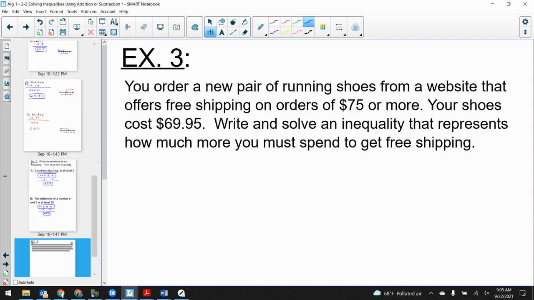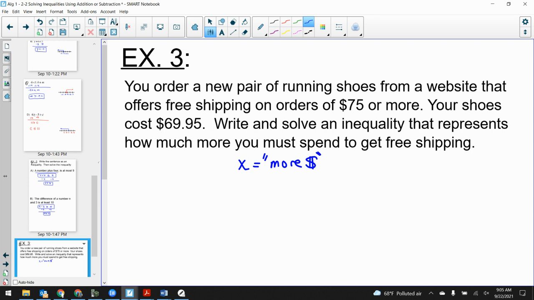All right, let's take a look at our last problem here, the word problem. You order a new pair of running shoes from a website that offers free shipping on orders $75 or more. Your shoes cost $69.95. Write and solve an inequality that represents how much more you must spend to get the free shipping. Let's define our variable using our last sentence: the amount of more money that I need to spend to get up to $75 or more.